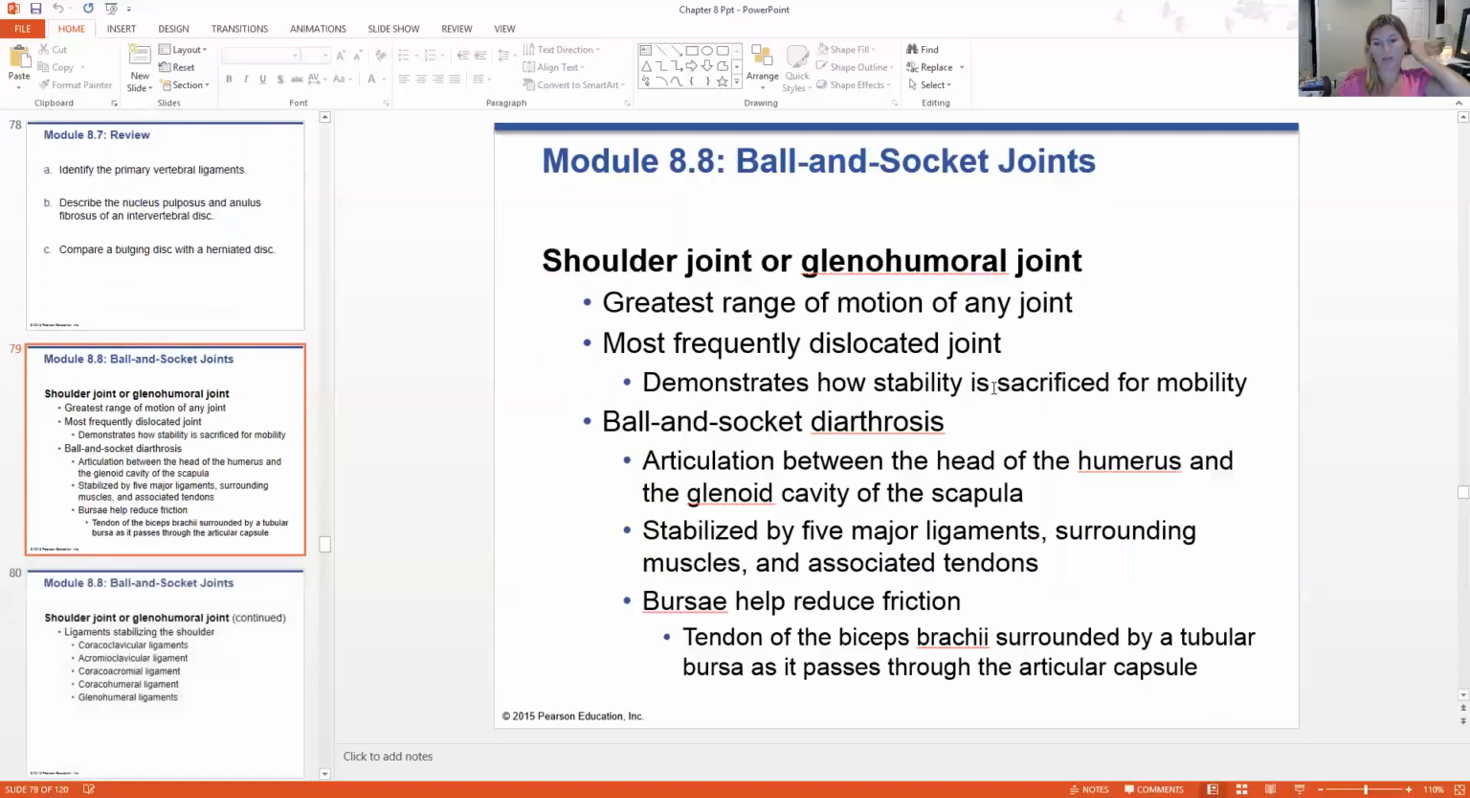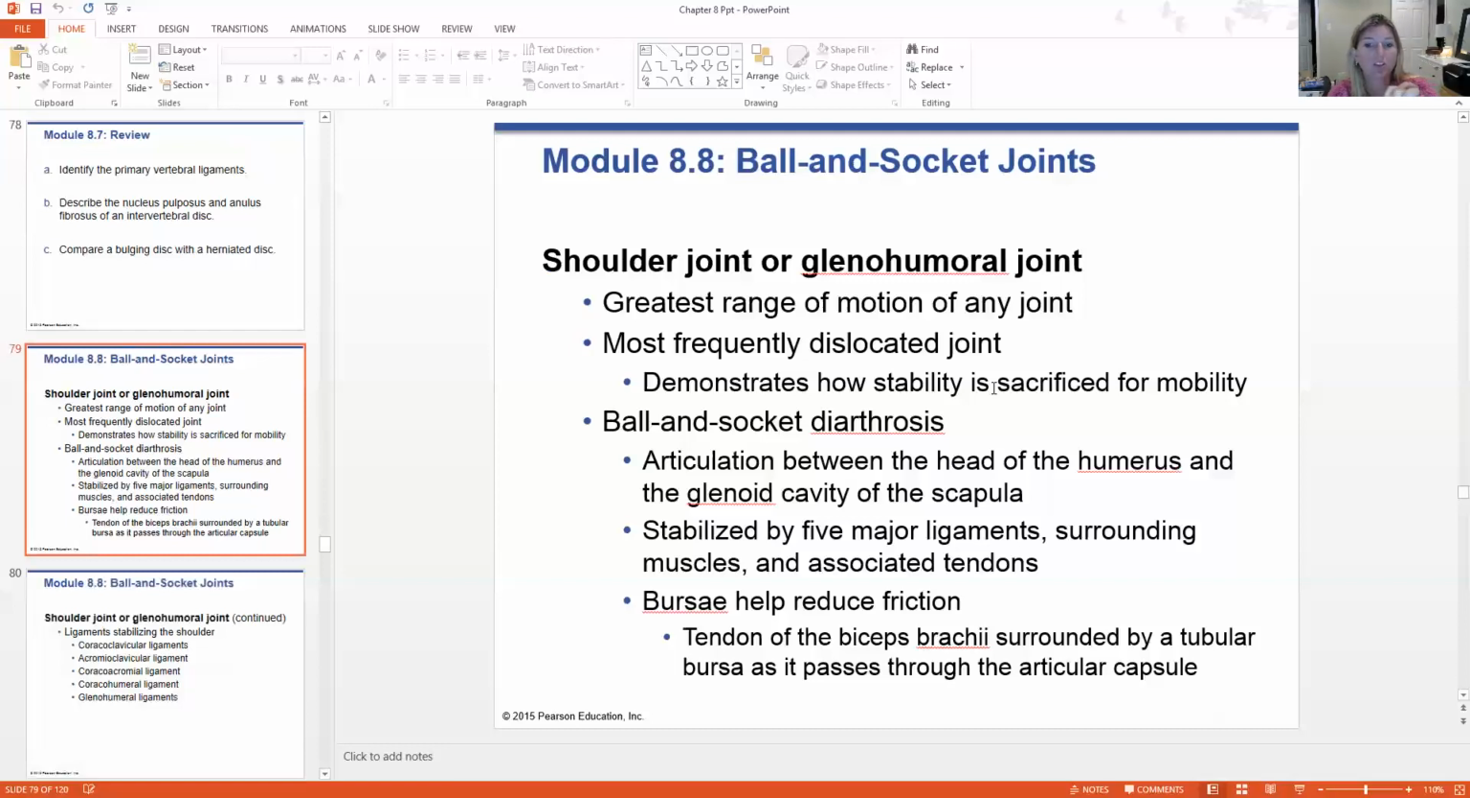Let's talk about ball and socket joints, like our glenohumeral joint, aka shoulder joint. This is the greatest range of motion, so it is also our weakest joint in the body. Most frequently dislocated because it is so mobile. It's a ball and socket diarthrosis. You have the head of the humerus and the glenoid cavity of the scapula, which is where it fits.